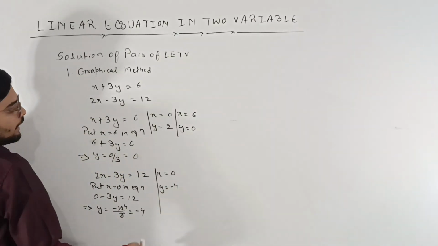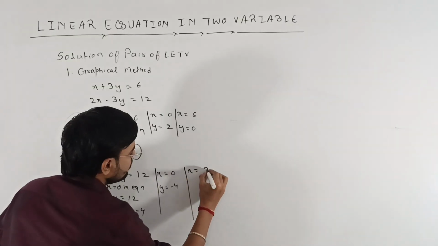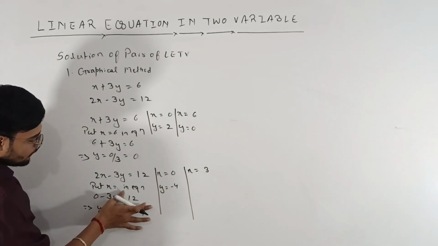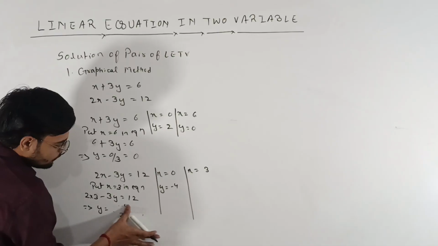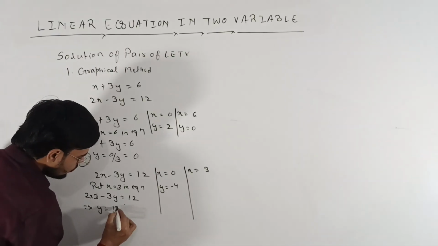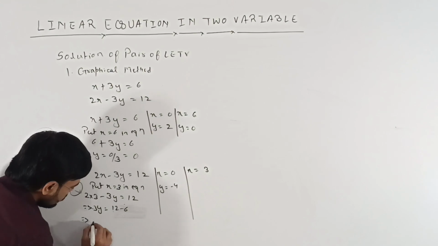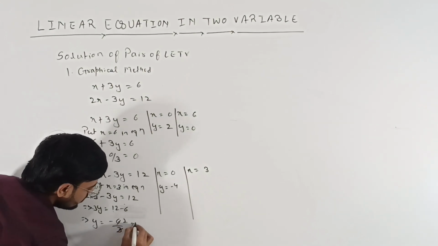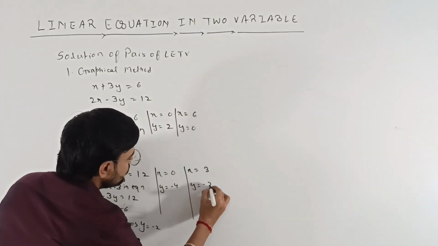Now again we have to assume one more value of x. Suppose I assume x is equal to 3. When I put x is equal to 3, this equation becomes 2 into 3, that is 6. Then minus 3y is equal to 12 minus 6. Now y is equal to minus 6 upon 3, that is y is equal to minus 2.